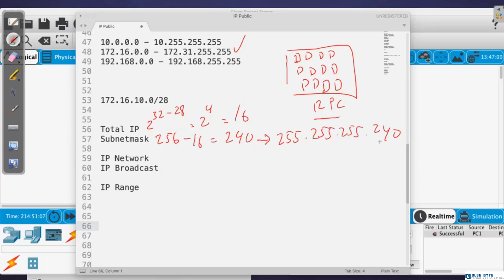Okay, now we have successfully calculated the total IP and the subnet mask. In the next video, we are going to calculate network IP and broadcast IP.